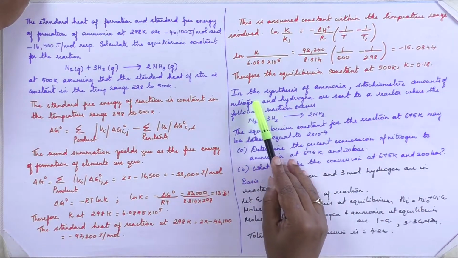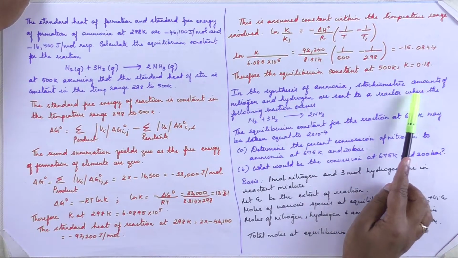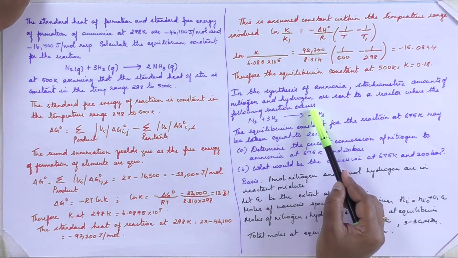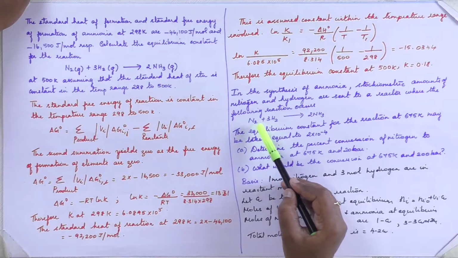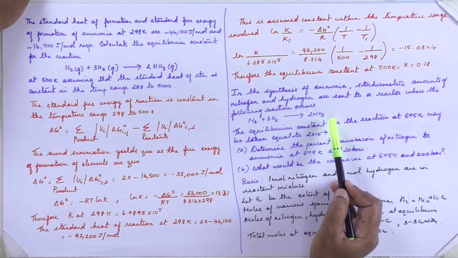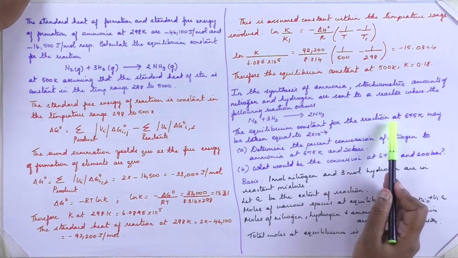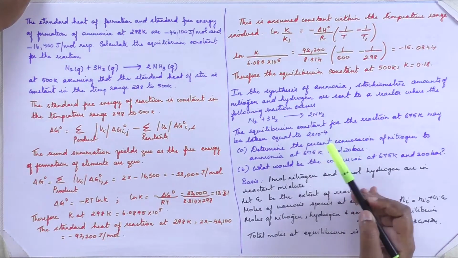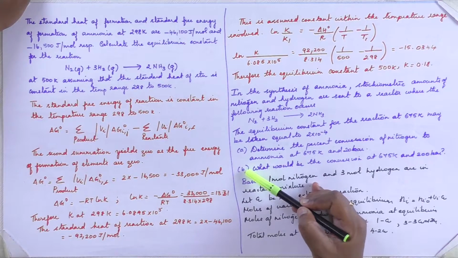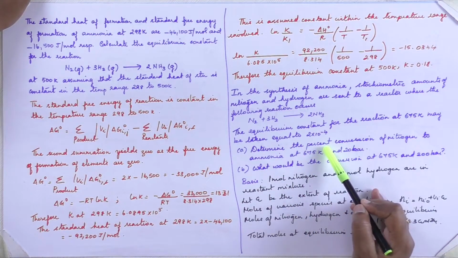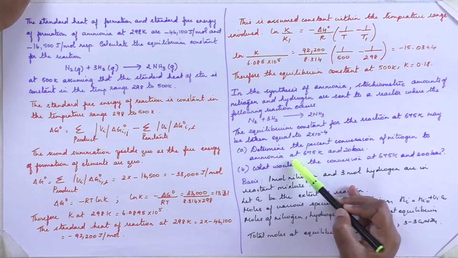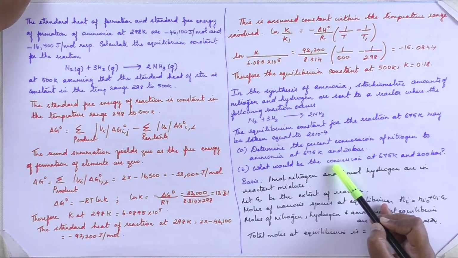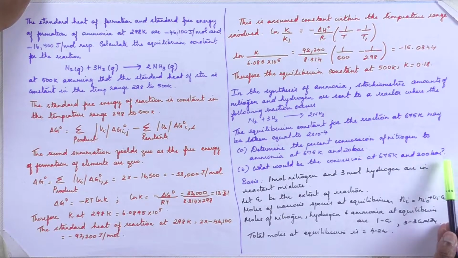The second problem is, in the synthesis of ammonia, stoichiometric amounts of nitrogen and hydrogen are sent to a reactor where the following reaction occurs. So this is the reaction: N2 plus 3H2 gives 2NH3. The equilibrium constant for the reaction at 675 Kelvin may be taken equal to 2 into 10 power minus 4. There are two subdivisions to be calculated. One is to determine the percentage conversion of nitrogen to ammonia at 675 Kelvin and 20 bar. The other is what would be the conversion at 675 Kelvin and 200 bar.